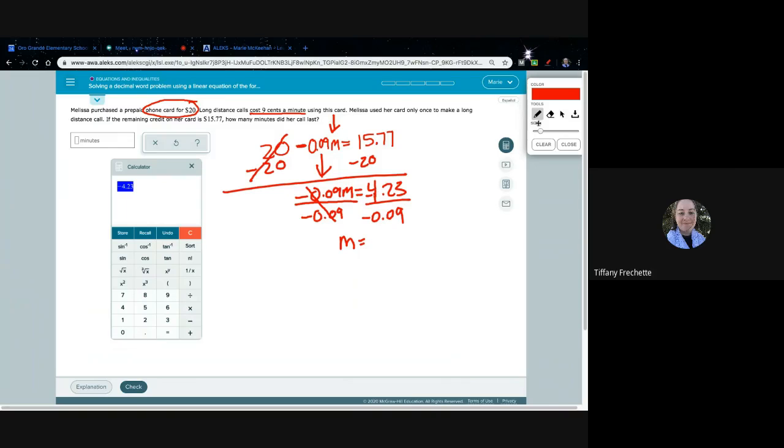And equals, and then we need to go back to our calculator here. So we have negative 4.23. It's already here and highlighted. I can just hit divide. And then I want to do divided by negative 0.09 equals. All right, so she made a 47-minute phone call.